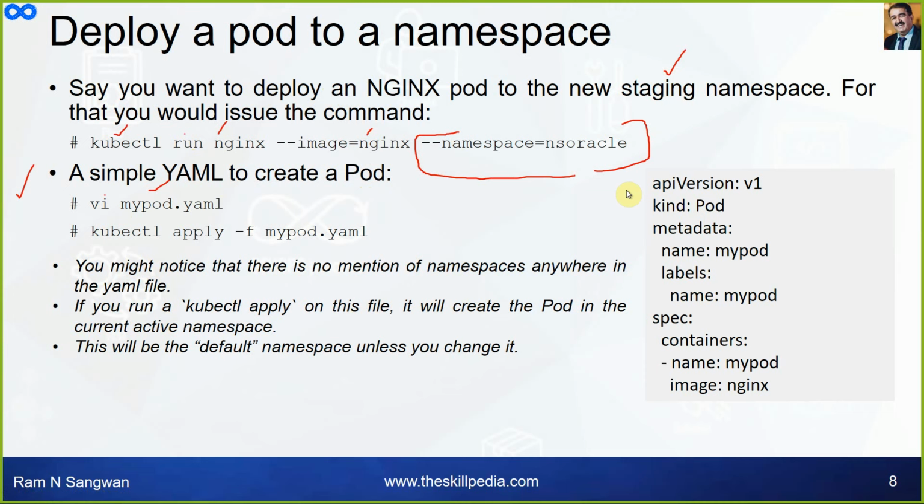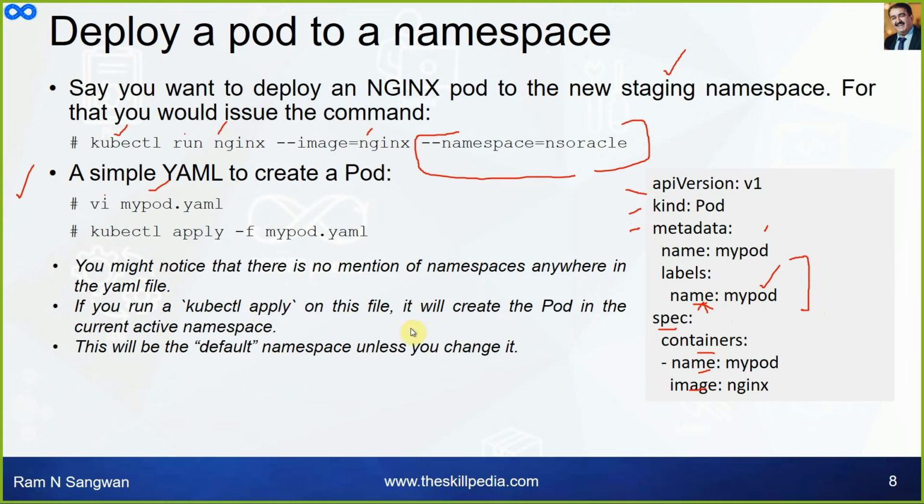This is the pod create manifest file: API version, kind, metadata, name is mypod, label. This is what I was talking about: labels and label selectors. Name is the key. You can give any key, donkey, monkey, horse. You just have to specify a key name followed by the value. And then specifications, containers, name, image.